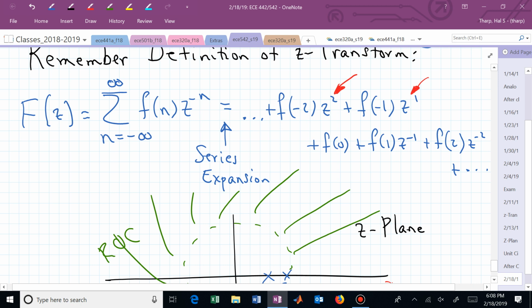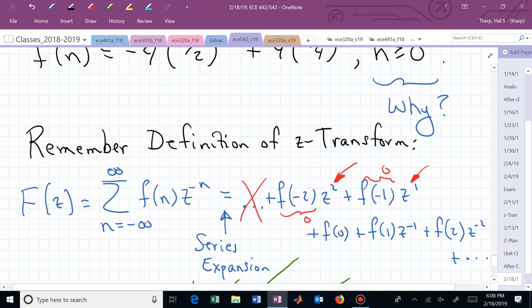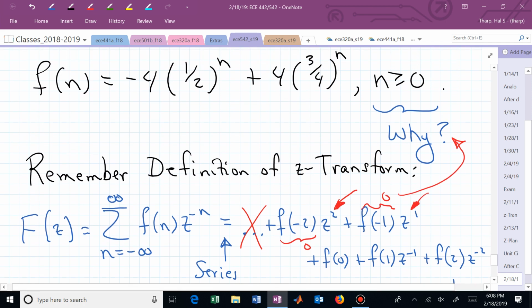We're forcing all of those negative argumented coefficients to be 0. This is now saying that this piece needs to be 0, this term needs to be 0, as do all of those pieces. That's why we could say that n was greater than or equal to 0. That's the justification, and you need to remember that for the final, or exam 2, or exam 3.